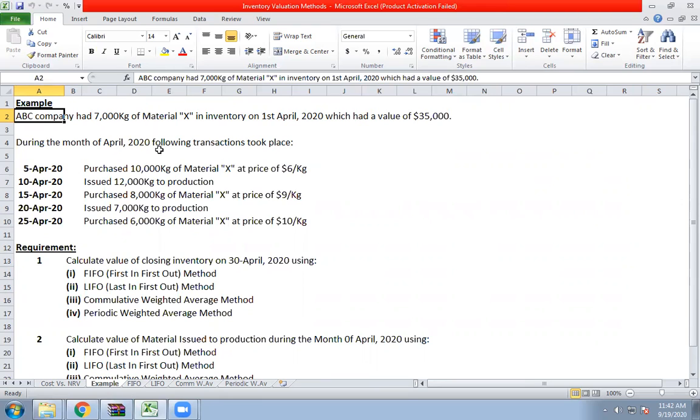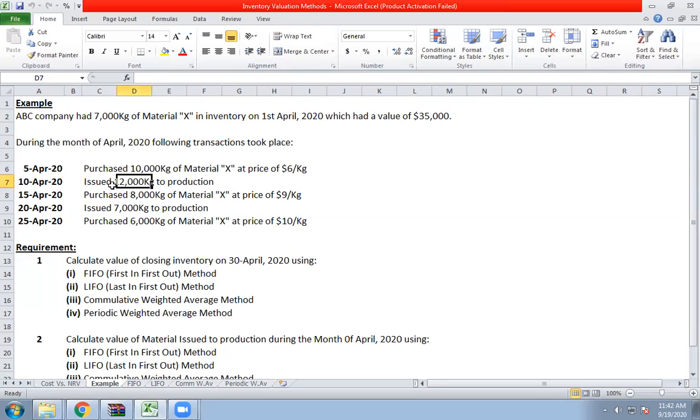During the month of April 2020, the following transactions took place. On 5th April, we purchased 10,000 kg of material X at a price of $6 per kg. It means the opening stock was valued at $5, but now the purchase on 5th April is valued at $6. On 10th April, we issued 12,000 kg to production.